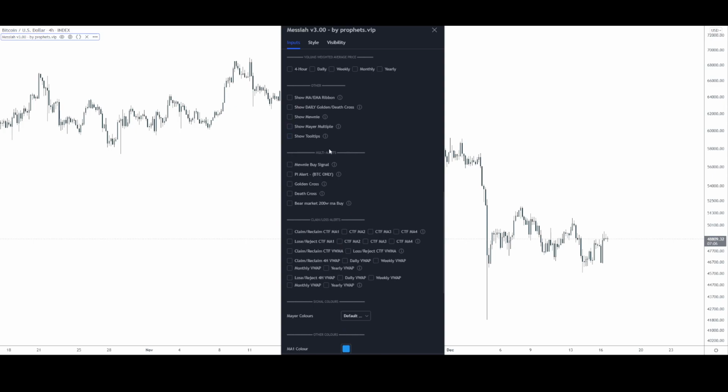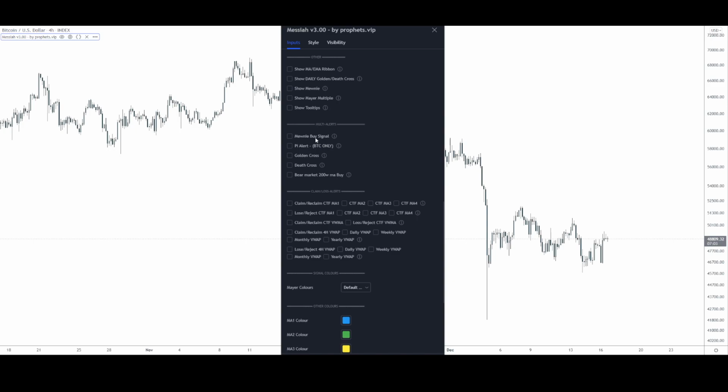Next is the alerts. So what we were just talking about with Mooney, when it goes green, that's the alert for it. You tick that if you want that to go green. You've got the pie alert when the pie top comes in. You can get an alert from that, make it easy for yourself. The golden cross and death cross, if you want to be told about them. Then the 200 weekly moving average.